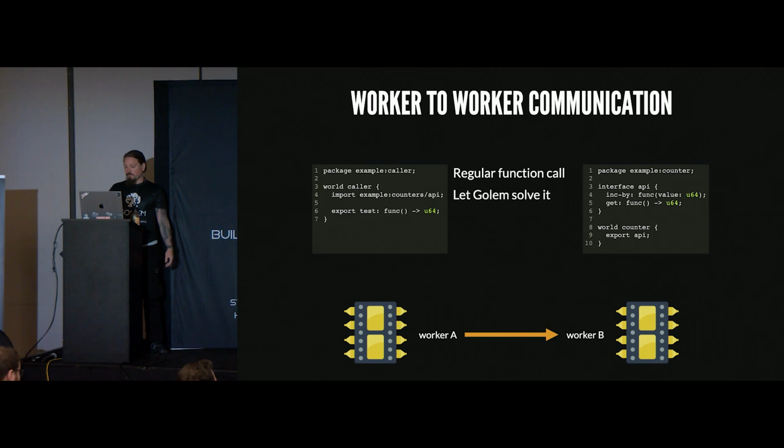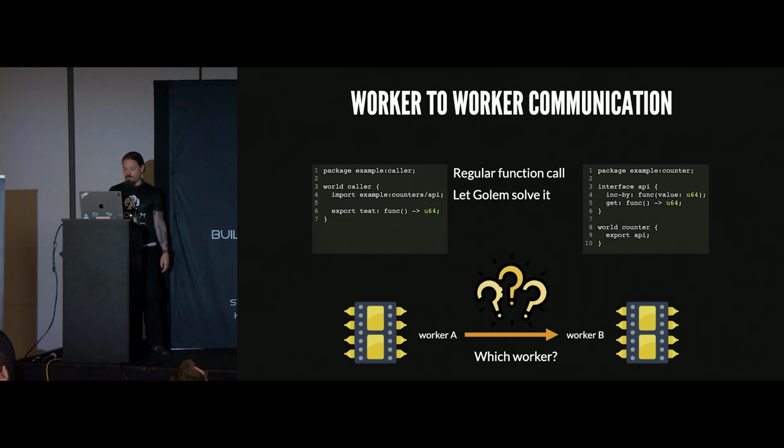And we can say that Golem solved the whole problem for us, because it knows that we have a worker B which implements the counter interface. It knows that we are importing it. So it could just magically make it happen. But the problem is it cannot, because there can be millions of workers running and each implementing the counter interface. With this approach, we don't have a way to specify which worker we want to talk to.